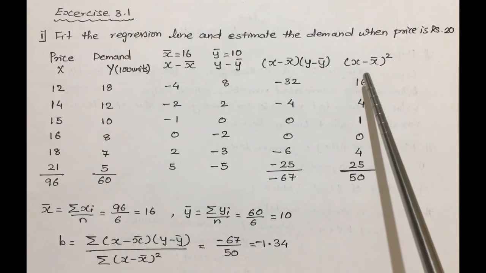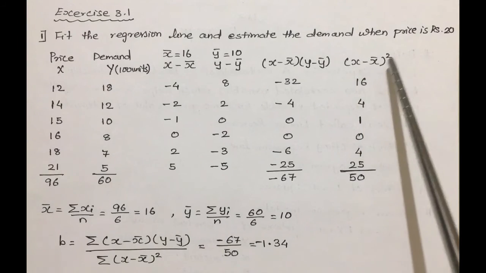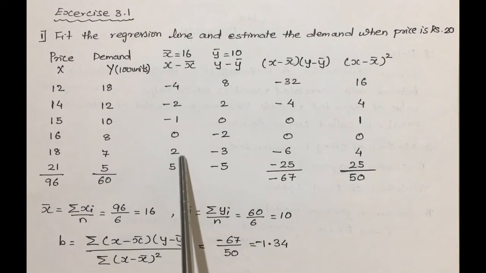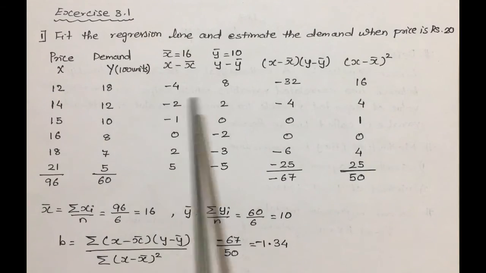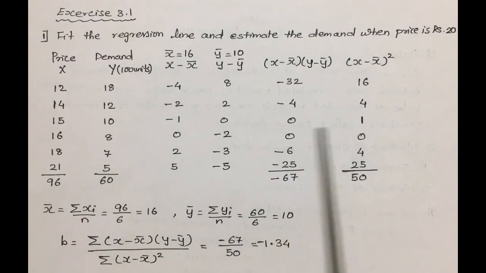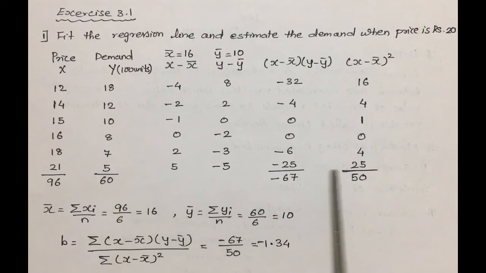Now the next column and the calculation needed is x minus x bar whole square. That means the x minus x bar column is to be squared. So it is minus 4 square, 16; minus 2 square is 4; minus 1 square is 1; 0 square is 0; 2 square is 4; 5 square is 25; and this column adds up to 50. Now keeping the values here, minus 67 divided by 50, we get minus 1.34.